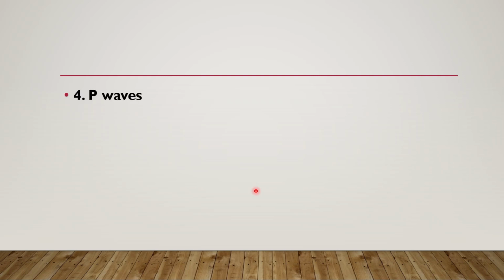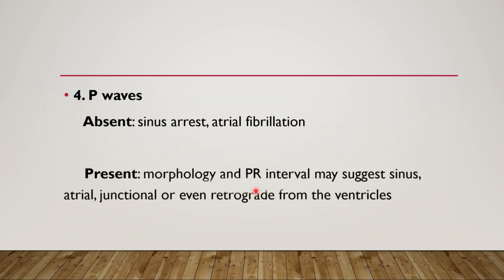Now, the fourth step in assessing the rhythm is to look for P waves, whether P waves are absent or present. An absence of P waves means that there is either sinus arrest or atrial fibrillation. And if P waves are present, we should look for morphology and the PR interval, which may suggest the sinus, atrial, junctional or even retrograde origin of the P wave.